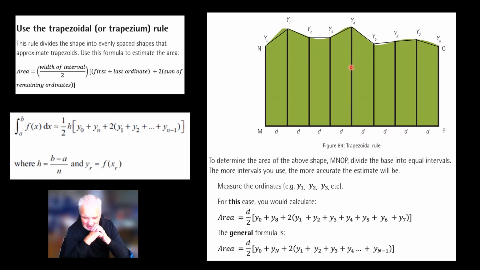This is where we take the distance divided by 2. D is the distance between the parallel sides. And we take the first parallel side and the last, y0 and y8. So we're starting at 0 going through to 8. So that's 9 in all. And then we go 2 times the ones in the middle: 1, 2, 3, 4, 5, 6, and 7. So there's 7 of those plus 2 is 9. And then we get a general formula.